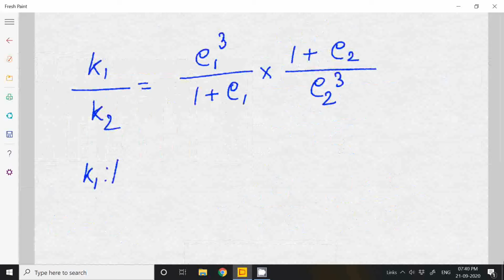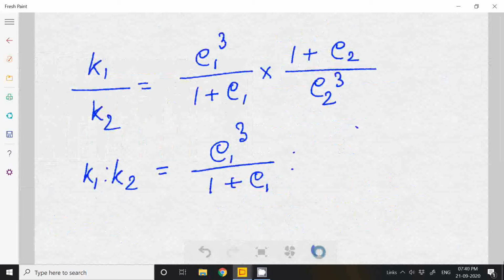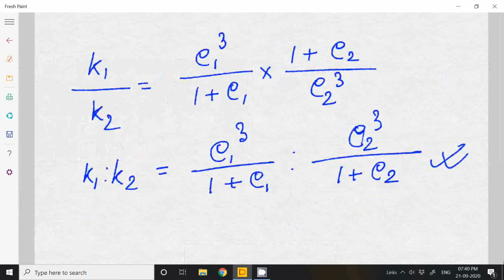K1 is to K2 equals E1 cube by 1 plus E1 is to E2 cube by 1 plus E2. We can also write it like this.